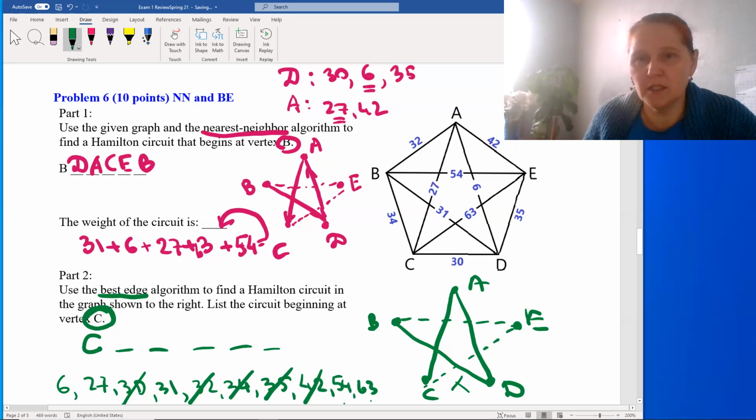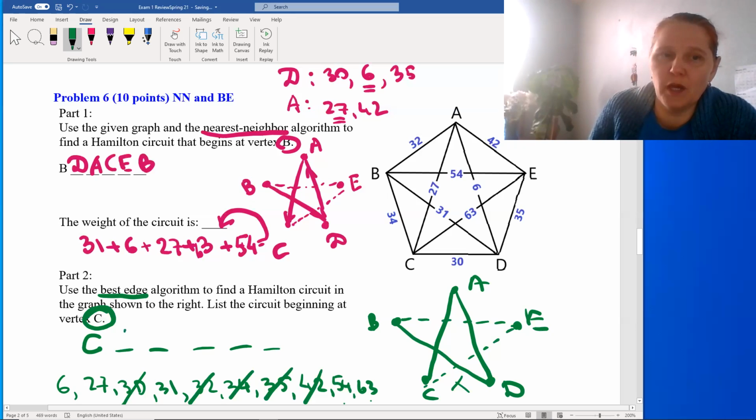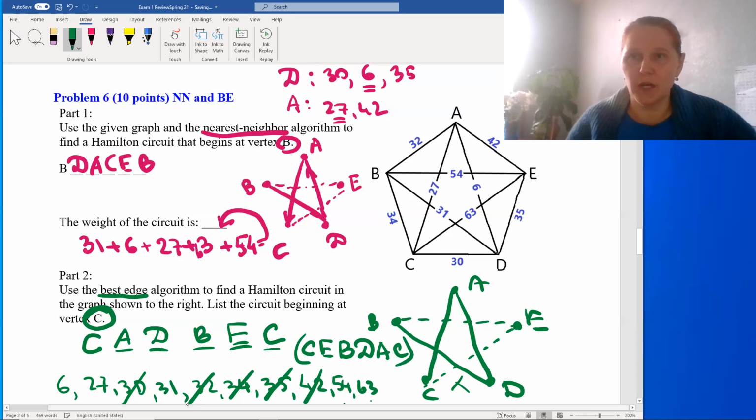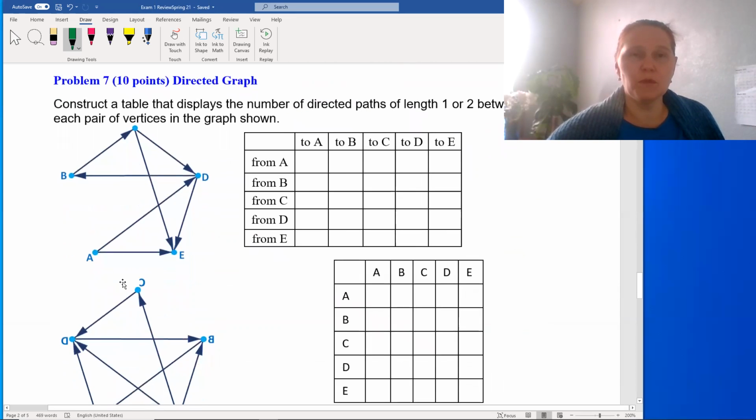So, and there are 2 ways how to write the circuit. We can go from C to A, then from A to D, from D to B, from B to E, from E return to C. So, or there is another way that will be also correct. You can move in the opposite direction. C, E, B, D, A, C. This is also correct.